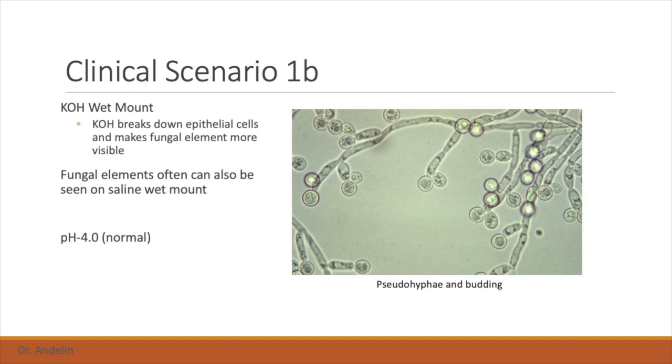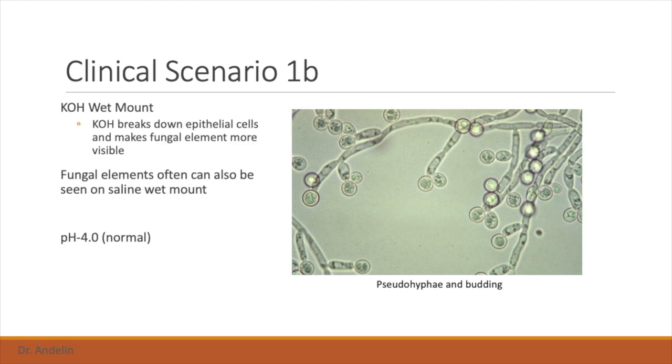In this case, we are suspicious of candidiasis based on the clinical presentation. To better assess Candida on wet mount, we should use potassium hydroxide. The potassium hydroxide breaks down the epithelial cells, making fungal elements more visible. However, fungal elements often can be seen on saline wet mount as well. Here we can see fungal elements including pseudohyphae and budding.